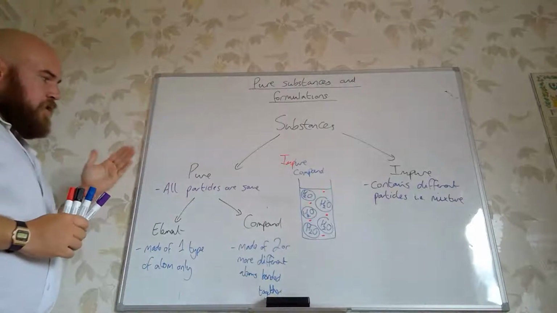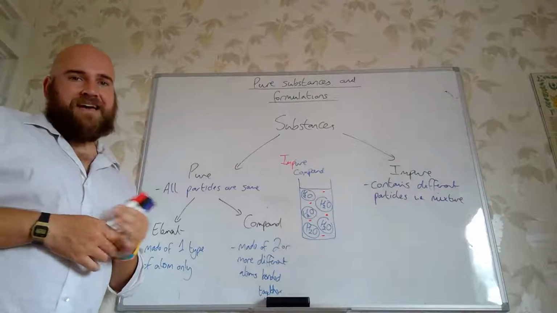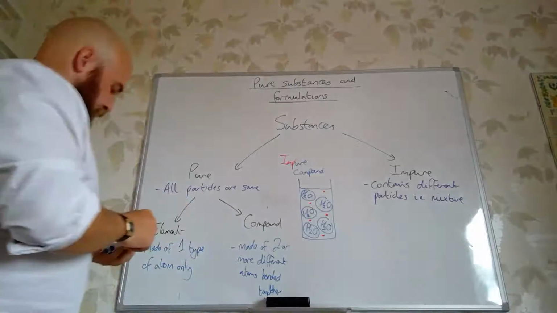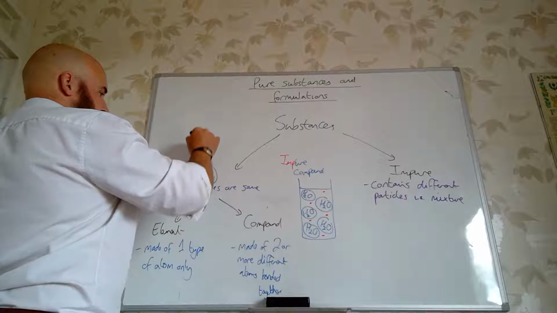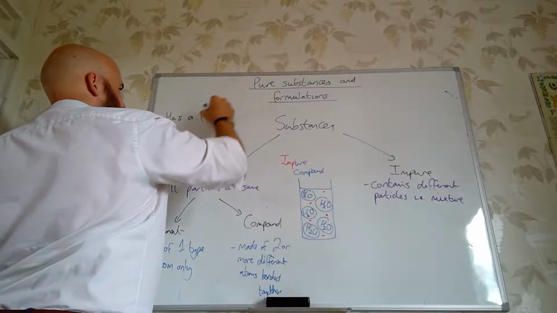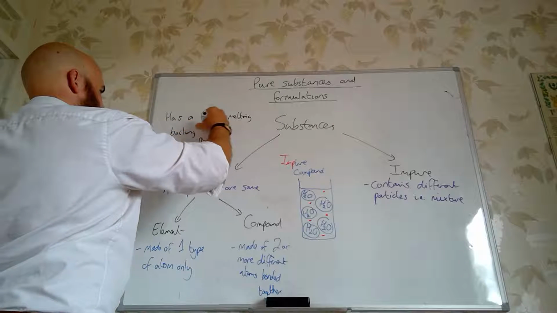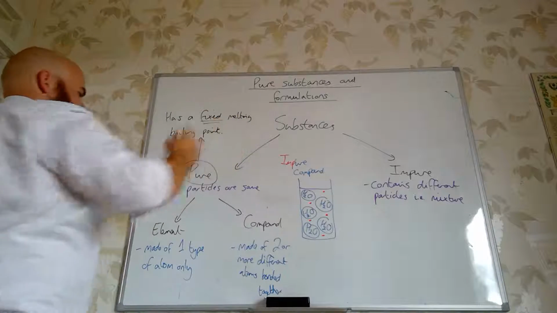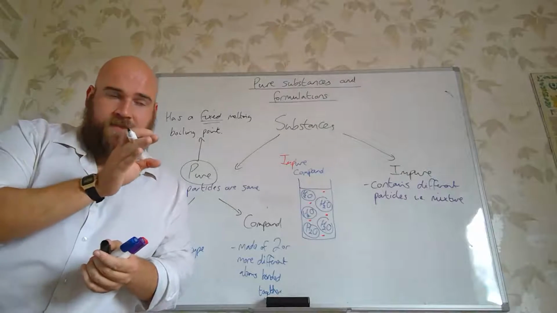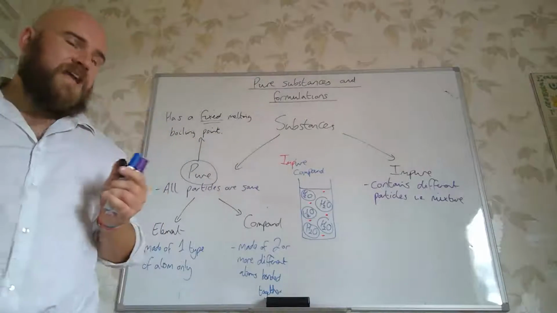Yeah. So it's just really important. I thought I'd spend a bit of time on this first bit, going through the difference between pure and impure substances. And how can you tell the difference? So you can tell the difference because a pure substance, just like we said with water, if it's 100% pure, has a fixed melting and boiling point. So if it was pure water, it would boil at exactly 100 degrees Celsius. If it was impure, it would not have a fixed boiling point. It would boil over a range of temperatures.